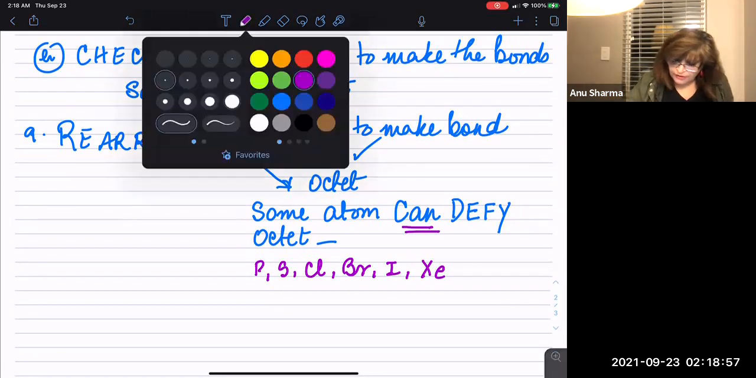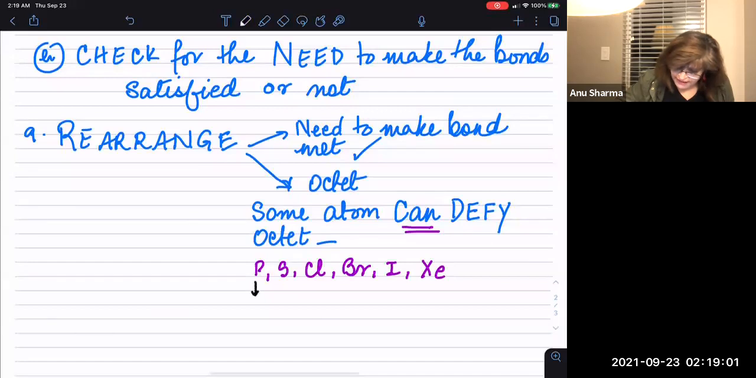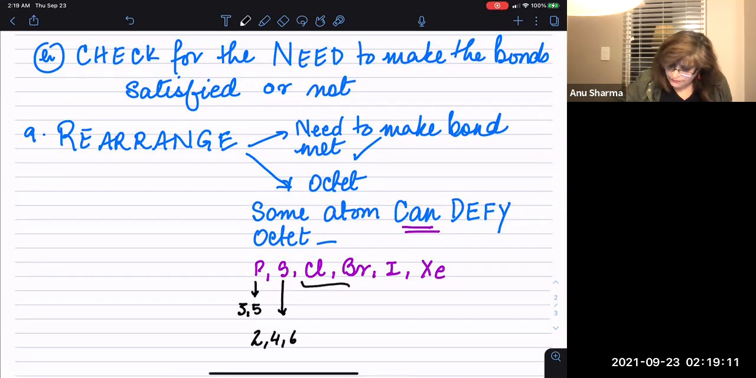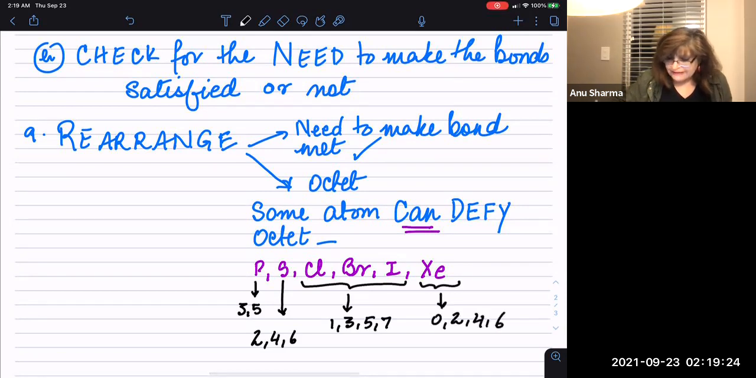We talked about it earlier that phosphorus makes 3 and 5 bonds. Sulfur makes 2, 4, and 6 bonds. Chlorine, bromine, iodine make 1, 3, 5, and 7 bonds. And xenon can make 0 bonds, but it can also make 2, 4, and 6 bonds. So these are the situations where these guys can defy the octet. They are actually defying the octet when they are making 3, 5 bonds, 4 and 6 bonds, 3, 5, and 7 bonds, 2, 4, and 6 bonds, okay? So keep in mind those situations when they defy the octet.